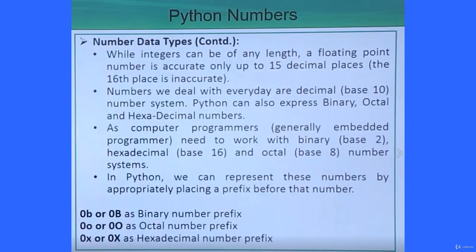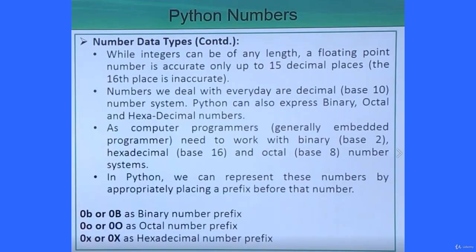While integers can be of any length, a floating point number is accurate only up to 15 decimal places. That is, the 16th decimal place will be incorrect. So that is the precision we have for a floating point number, but in the case of integers, they can be of any length.